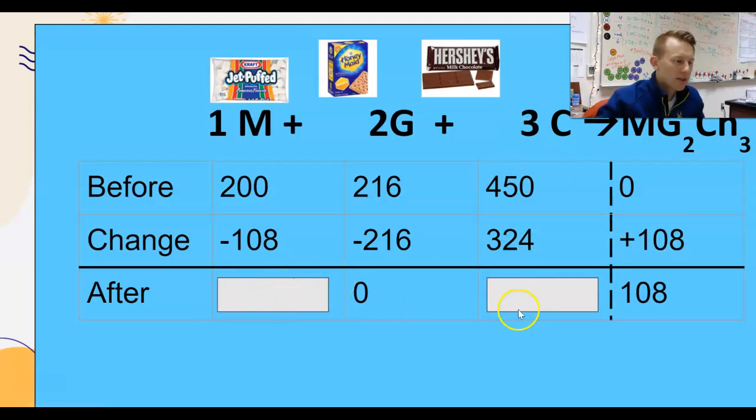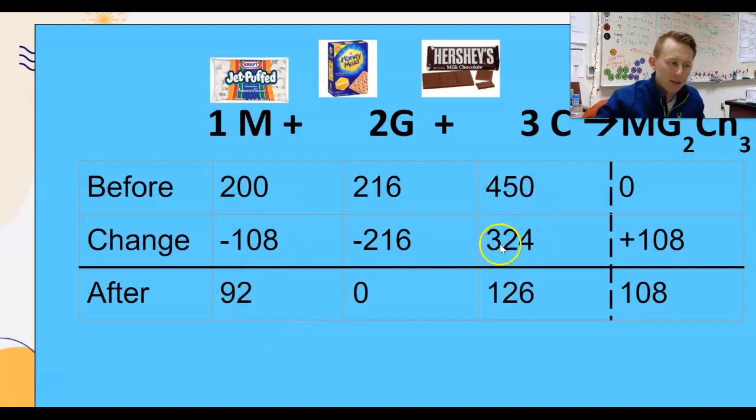Then the after, this is just a simple addition or subtraction. Oh, I forgot my minus sign here. This one should have a minus sign. But 200 minus 108, that gets me my 92. And then the 450 minus 324, that's where I get my 126. So now you can see in this BCA table, the before, change, after table, that I can see how many things I have left from my ingredients, right? My excess is my marshmallows, my excess is chocolate, my limiting reactant is the graham cracker because that limited everything, and then my theoretical yield, or how much I produced, that's my 108 here.